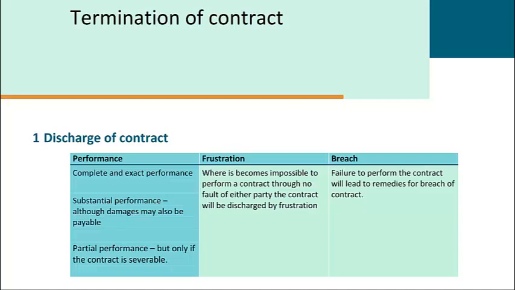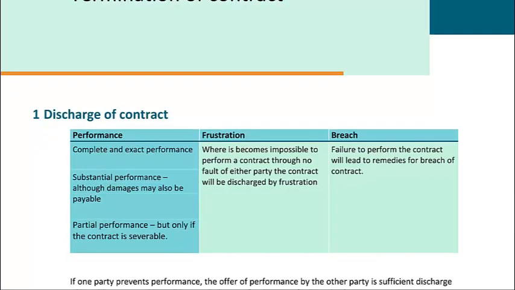Now this table shows you that there are 3 main ways in which a contract will be brought to an end. The first one is the way that we expect most contracts to end, and that is performance. Now, in order to discharge a contract, you need full and complete performance by both parties.